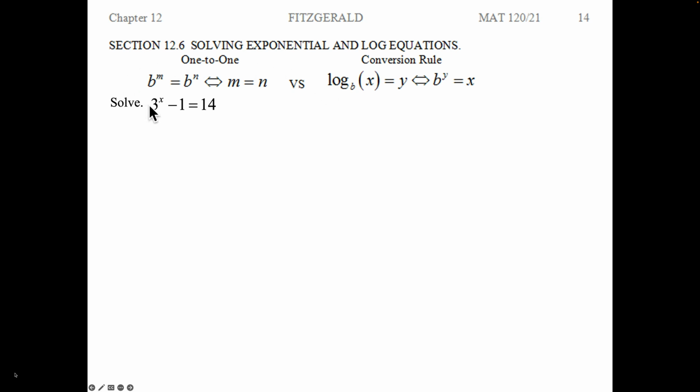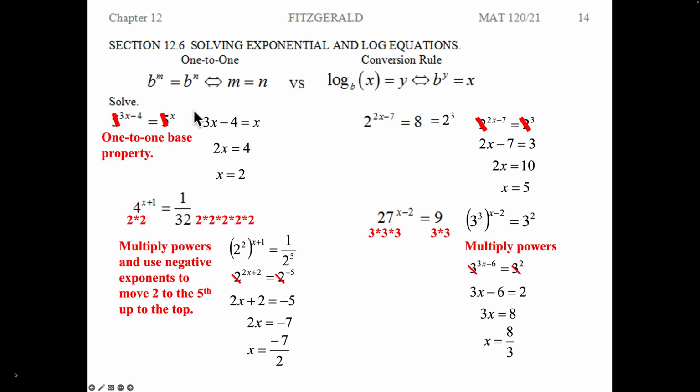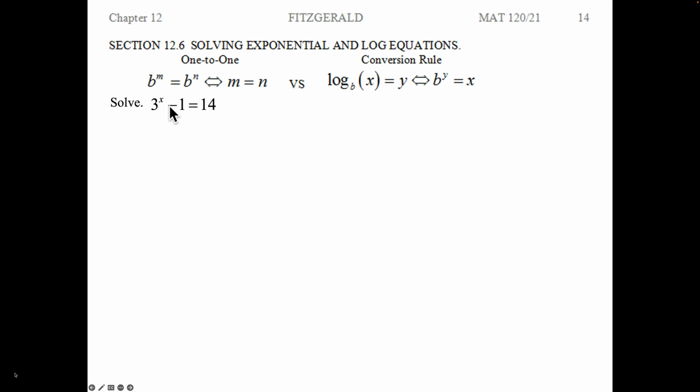now I have 3 to the x minus 1 equals 14. In order to solve this, remember all my bases with the exponent had to be isolated by themselves. So we're going to take this minus 1 and add it over to the other side. This 3 to the x must be isolated. Get rid of the minus 1. Add it to the 14 to get 15. Now I break this down. That's 3 and 5. That's not a good thing. So now this will not be a one-to-one base relationship.